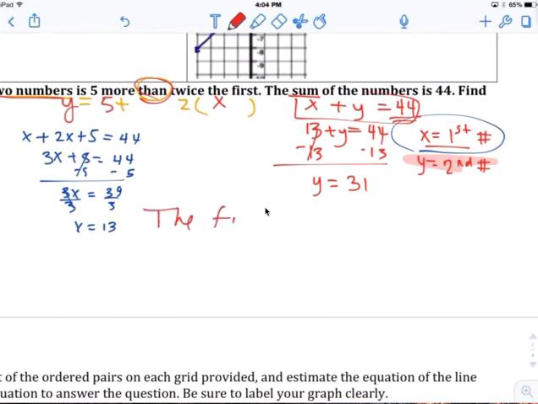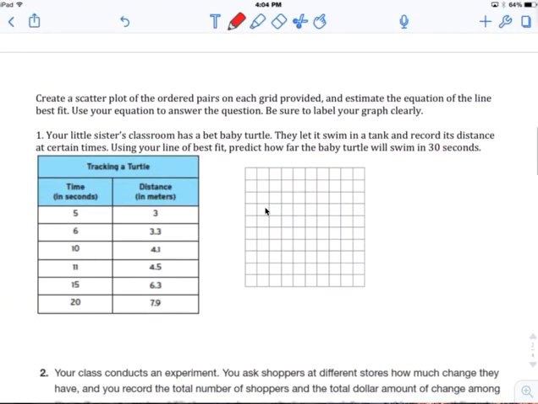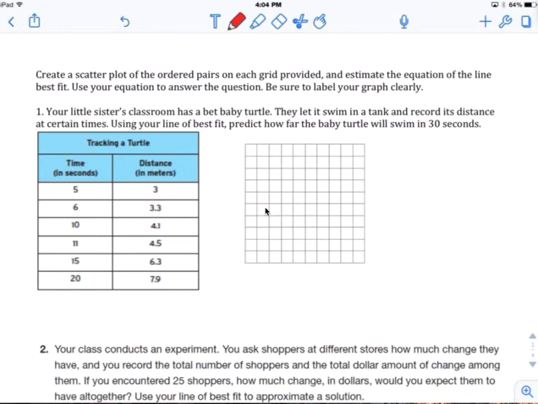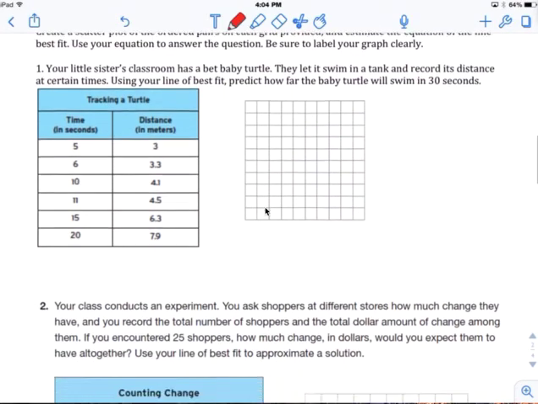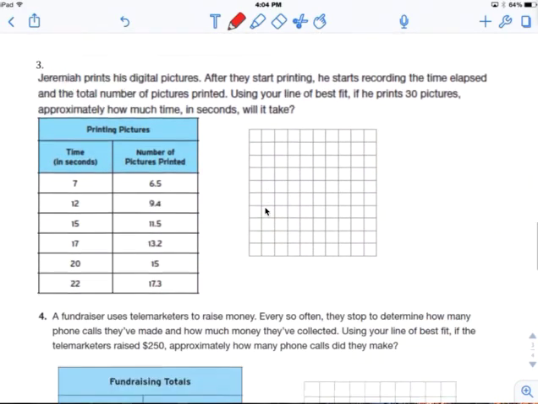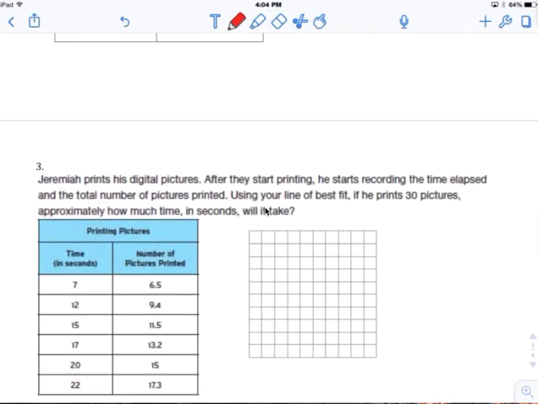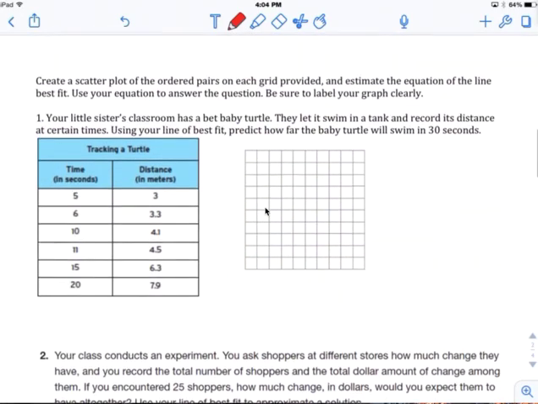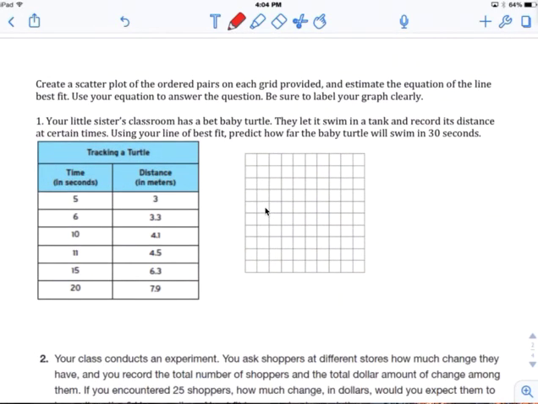The first number is 13, and the second number is 31. They add together to make 44. Okay? I went over one of the questions. I'll go over one of them. We did this one. Why don't I do number 1.